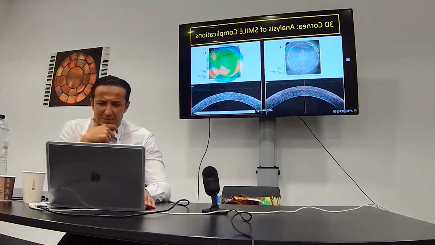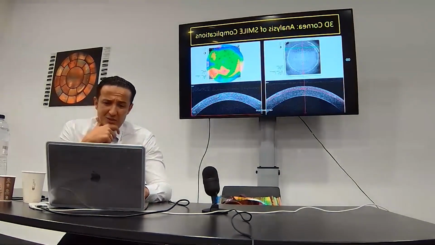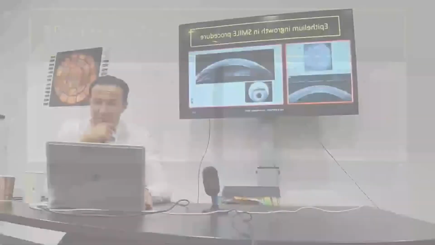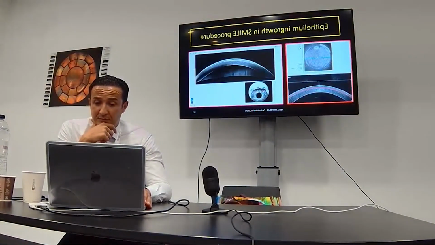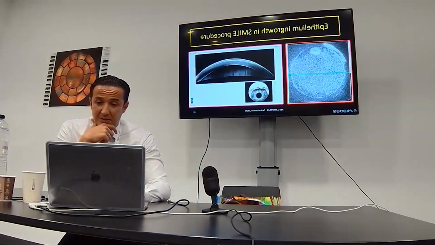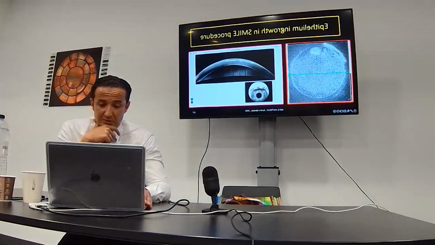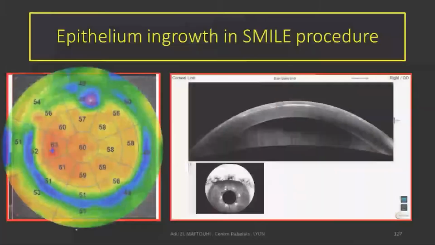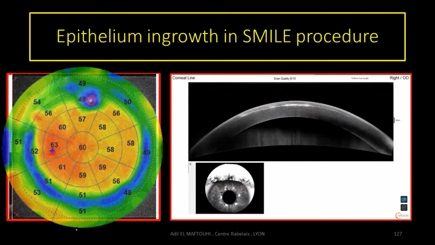And look, the epithelium mapping. The epithelium mapping changes also with the scar, with the stroma. Epithelium mapping can change due to the curvature changes also. Another case of epithelium ingrowth in the SMILE procedure. And look here, you can see the epithelium ingrowth with the en-face OCT. You can make a correlation with the epithelium mapping and look at the area of epithelium ingrowth. You observe epithelium thinning in this area.